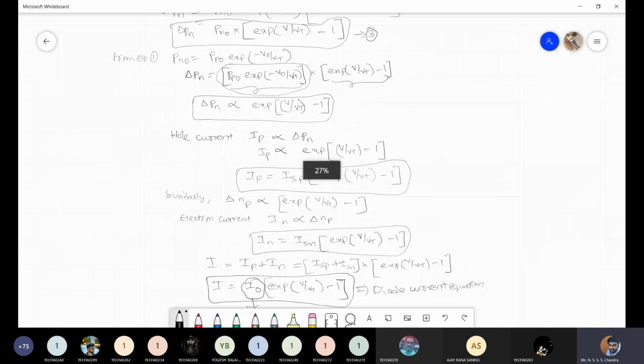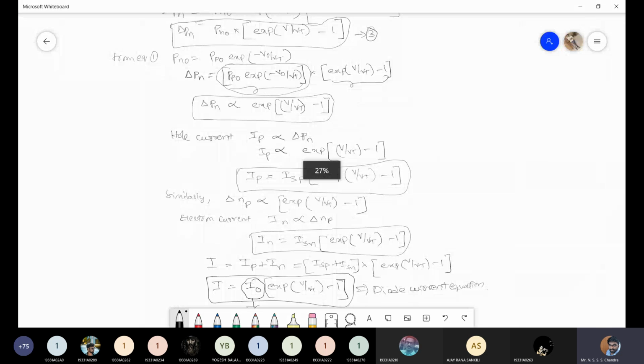So after this, we are left with only two steps. One is that we have to take the conditions for forward bias and reverse bias. This is the forward bias condition, where we derived an expression for current I equal to I naught into exponential of V by Vt minus 1. Now we have to check for some special conditions.